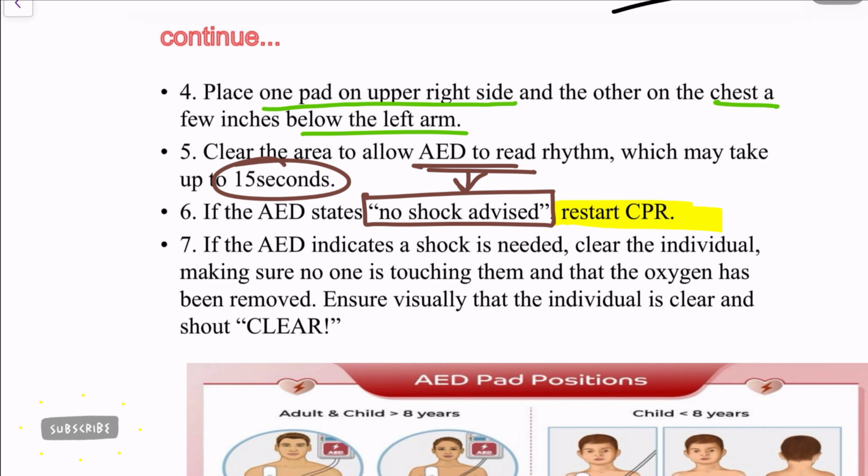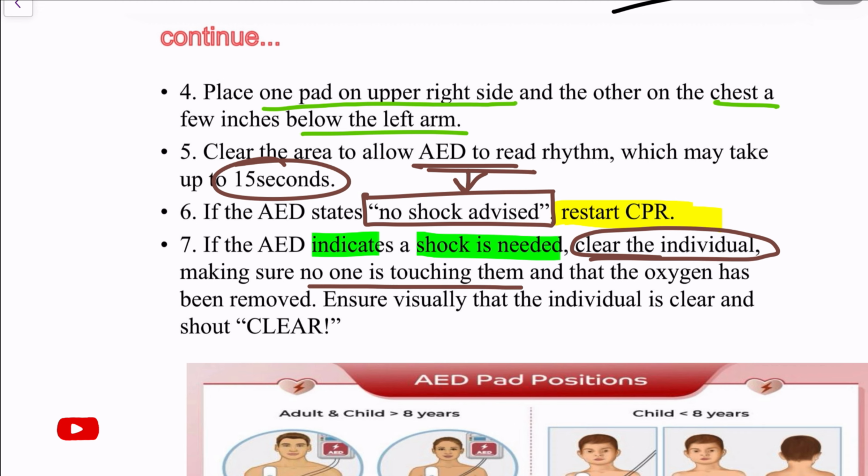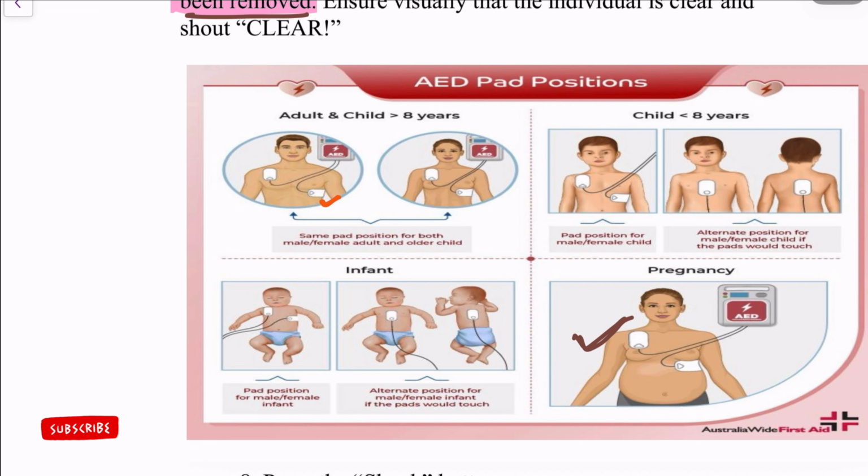If the AED machine indicates that a shock is needed, then clear the individual. When the AED machine suggests a shock, no one should touch the patient, otherwise you will also get shocked. Make sure no one is touching them and that the oxygen has been removed. While giving the shock, oxygen should be removed. Ensure visibly that the individual is clear, and shout out the word clear. Then give the shock. While giving the shock, nobody should touch and oxygen should be disconnected.